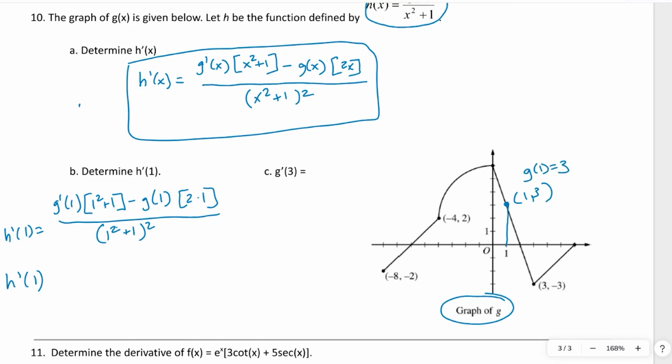Now we have to find the slope of this segment to determine g prime of 1. So I'm up here, 1, 2, 3, 4, 5, 6. So I'm going down 6 and 3 more is down 9 over 3, which means my slope is negative 3. So the slope at 1 is negative 3.